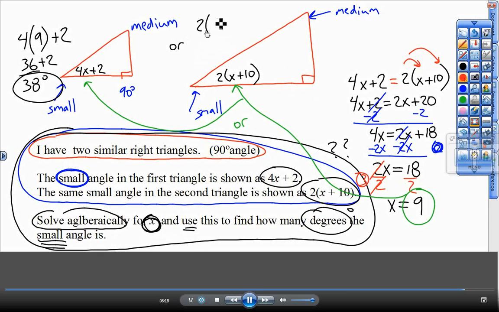For this one right here, put 9 where that x is. That gives me 2 times 19, which again is 38. Of course, I could have got that by distributing: 2 times 9 is 18. Make sure you distribute. Don't write 10 right there; that's really 20 if you're distributing. And of course, 18 plus 20 gives you 38 degrees too.